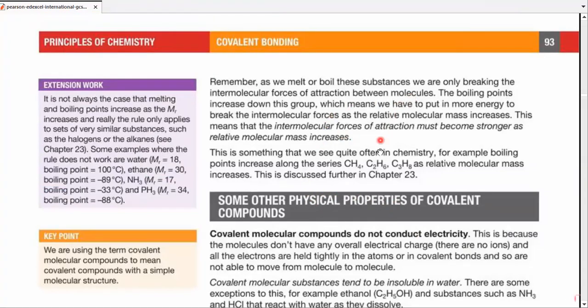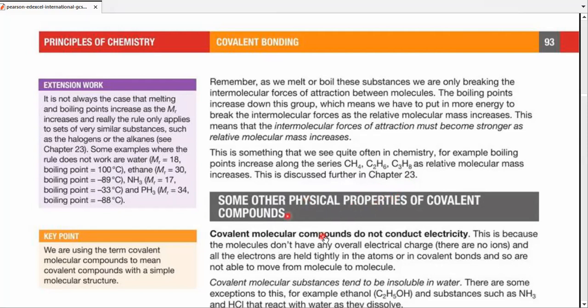Remember, as we melt or boil these substances, we're only breaking their intermolecular forces of attraction. The boiling points increase down the group, which means we have to put in more energy to break the intermolecular forces. As the relative molecular masses increase, the intermolecular forces of attraction must become stronger. That's why the melting and boiling points are increasing. This is something we see quite often in chemistry.